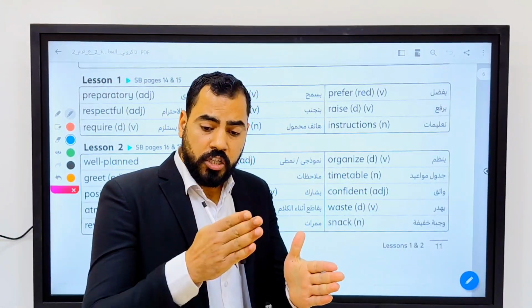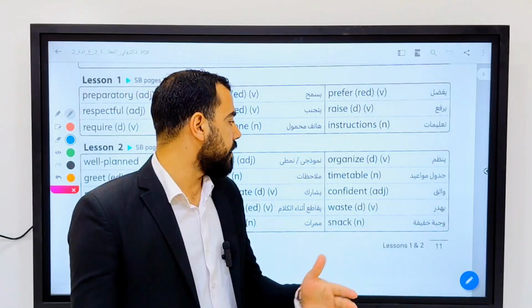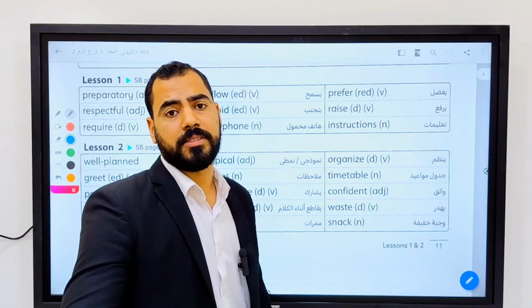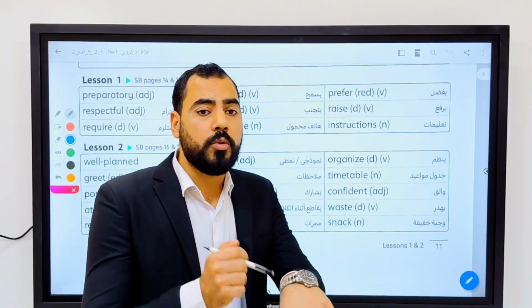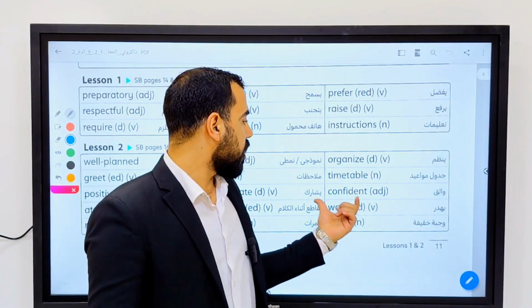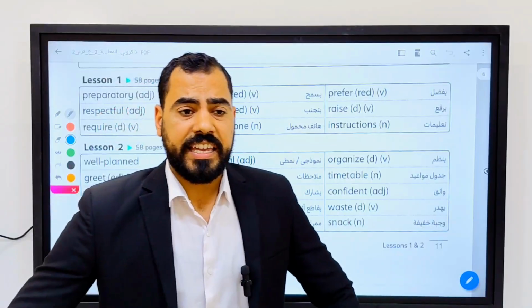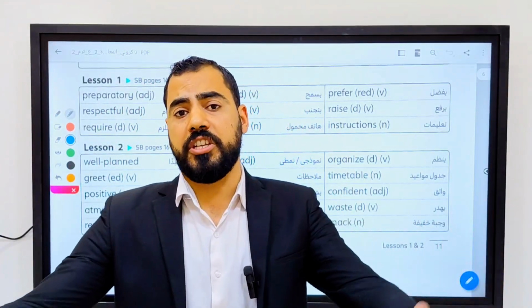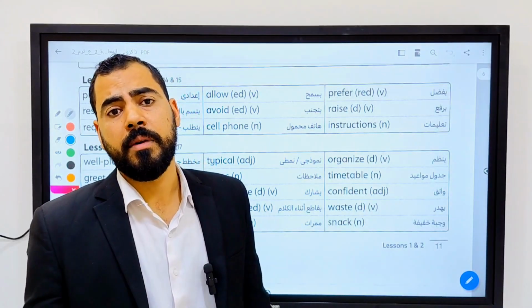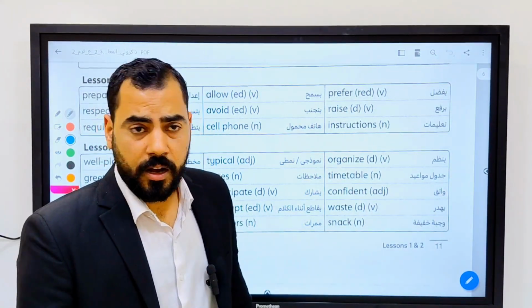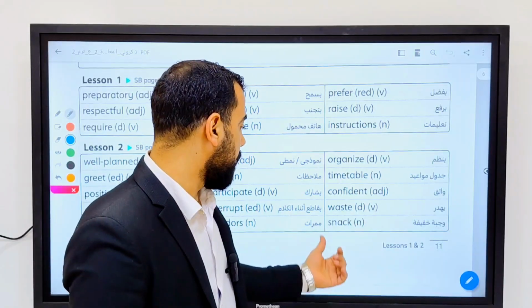Organize, to put things into an order. Timetable, like the timetable that exists in your classrooms, that helps you to know the time of the classes. Confident. He's so confident he can speak in front of a lot of audience. Waste. You can waste time or you can waste money. The opposite of waste is save. You save time or money.